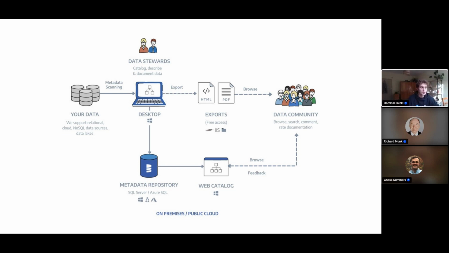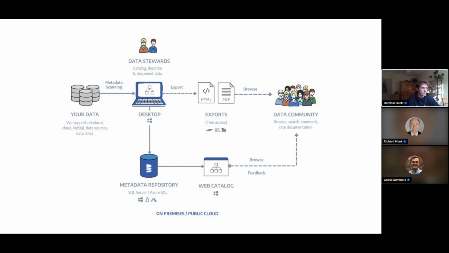And there is also the web catalog, which is a web-based application. It is also on-premise, and it connects to your metadata repository and lets you browse. It's more business-oriented, less configuration, less technical. It's more for viewing your metadata and browsing, letting your data community actually see what is going on in your data assets.